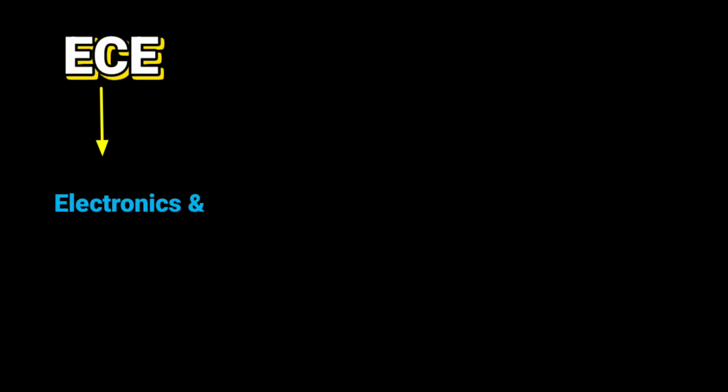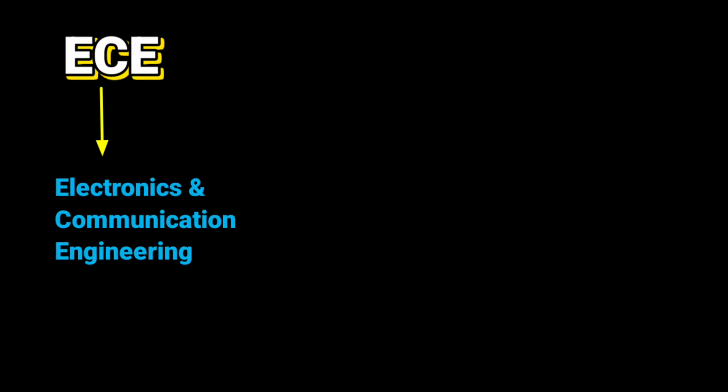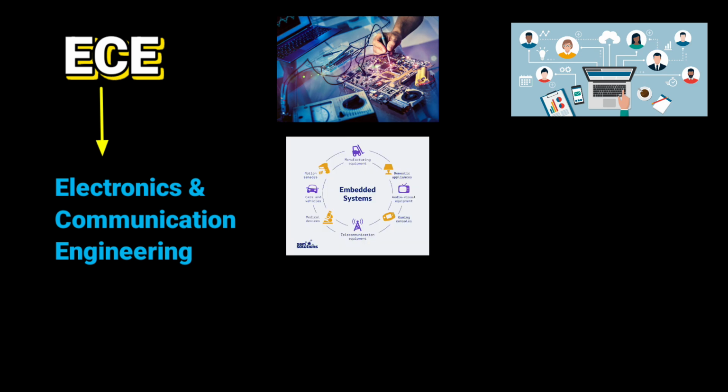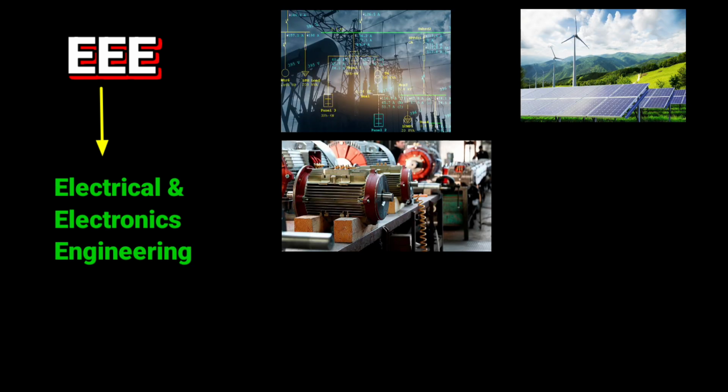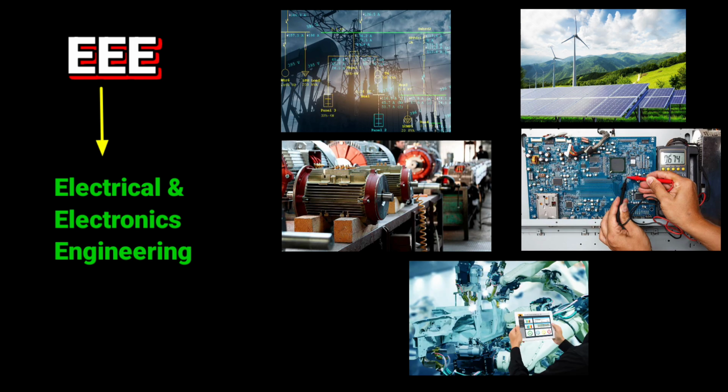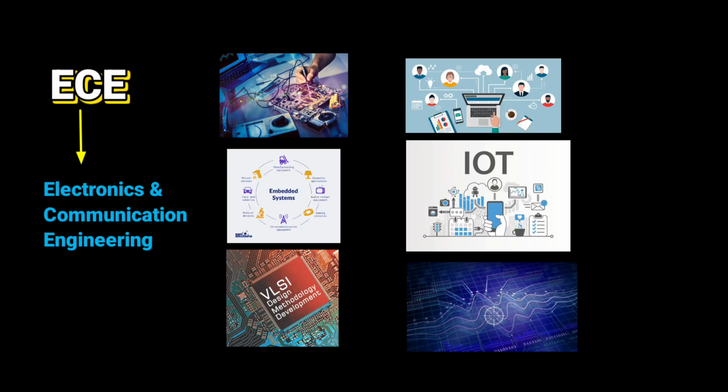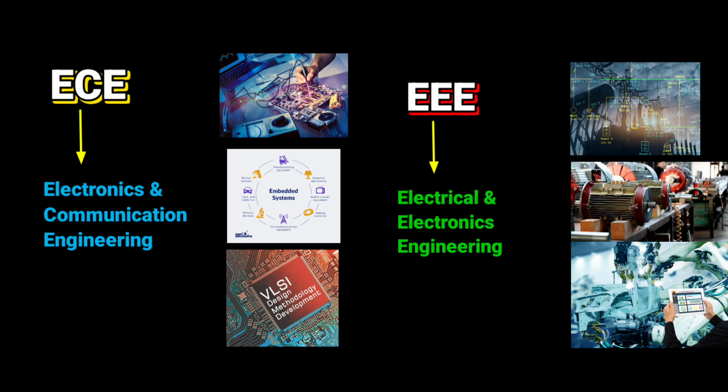The scope of ECE and E. Let's start by understanding what ECE and E students can do after graduation. ECE, Electronics and Communication Engineering, mainly deals with electronics, communication systems, embedded systems, VLSI, IoT, and signal processing. E, Electrical and Electronics Engineering, focuses on power systems, electrical machines, renewable energy, instrumentation, and control systems. Both branches have huge career potential, but the trick is to choose the right domain based on your interest and market demand.